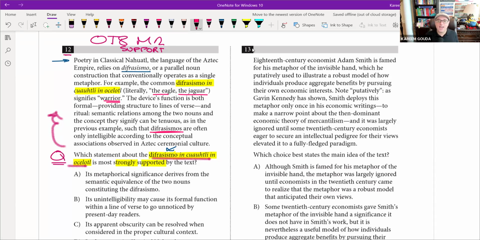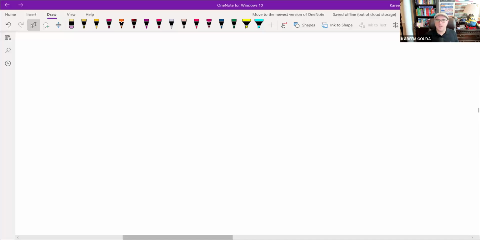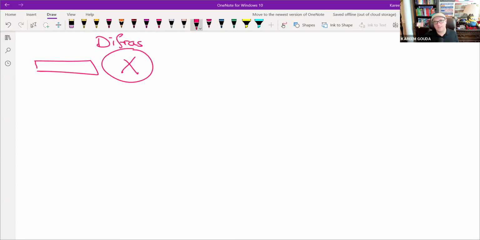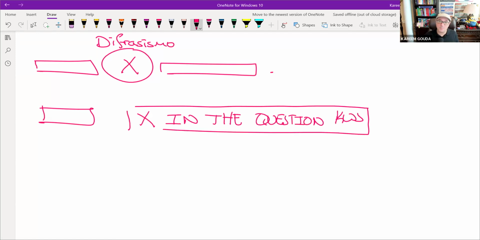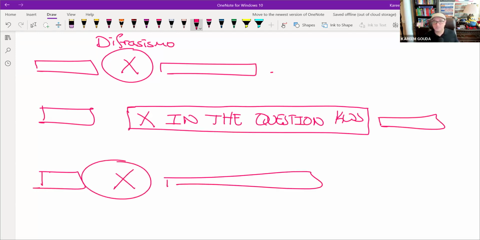And here I have a little hack for you. Look here. We're talking about something called X. What is X? This diffrasismo. This is what we have in the passage: we're talking about something called the diffrasismo. Then we talk about X exactly as it is in the question keywords. What are the question keywords? It's what we actually have in the question itself, the example called diffrasismo in something, the one that has the eagle and the warrior. Then at the end of our passage, we talk about X again, which is the diffrasismo.